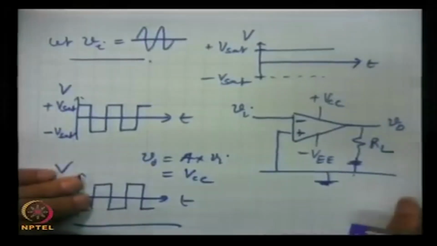Now, how do we summarize this? Normally, op amps are not used as an amplifier in open loop. Sometimes they can be used as comparators.